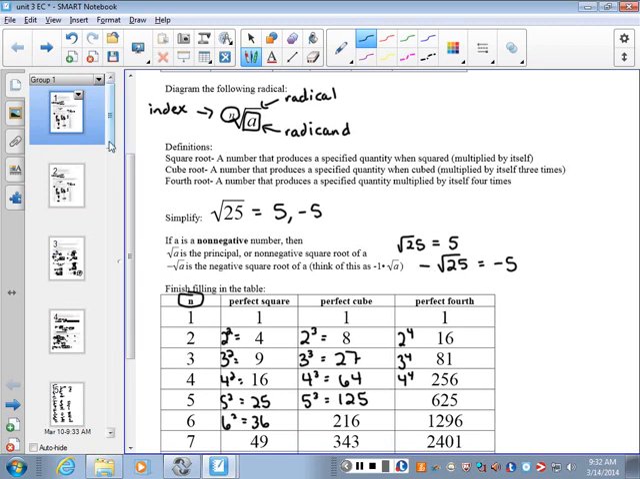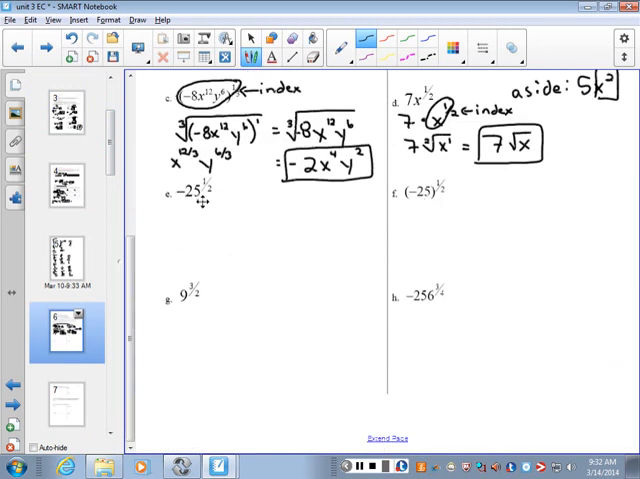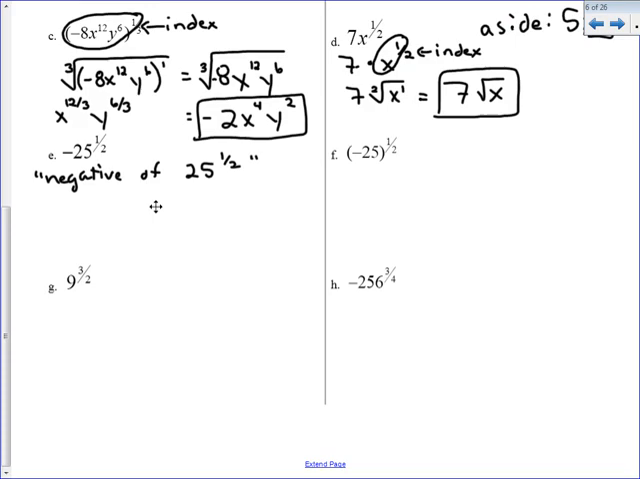If your problem has a negative sign just sitting in front of it without parentheses, we'd read this as the negative of 25 to the 1/2 power. That's just asking for the negative root as opposed to the principal root. Versus F, which says take the whole quantity, the number negative 25, and that's going underneath your radical. So parentheses will tell you as much as take the negative sign or don't.